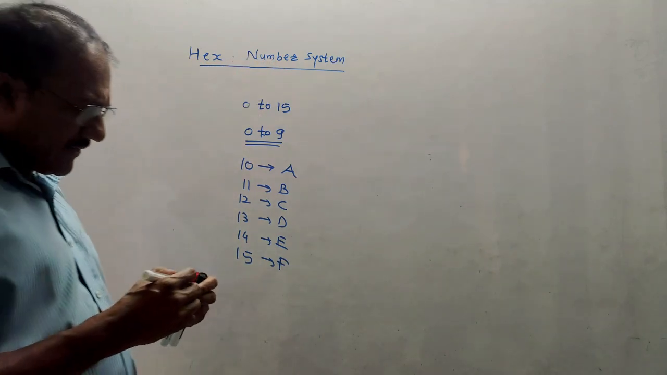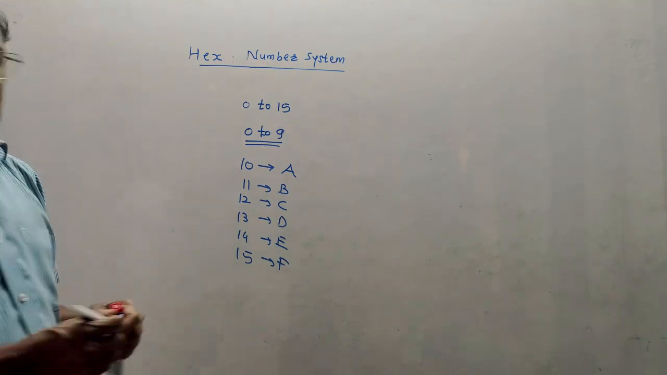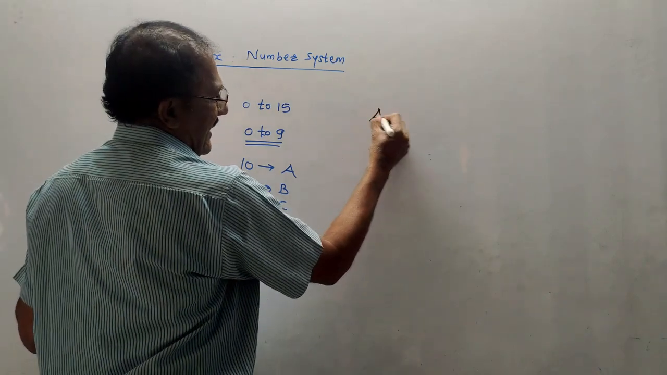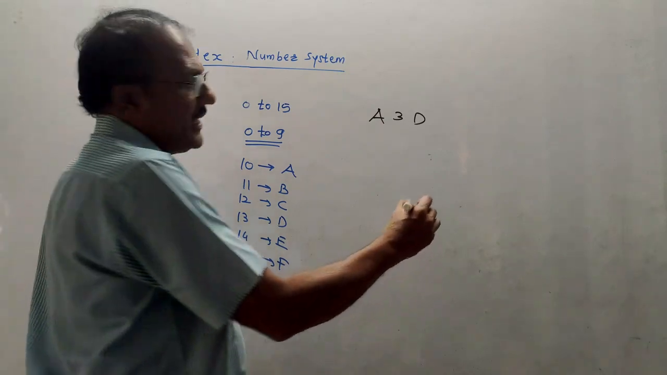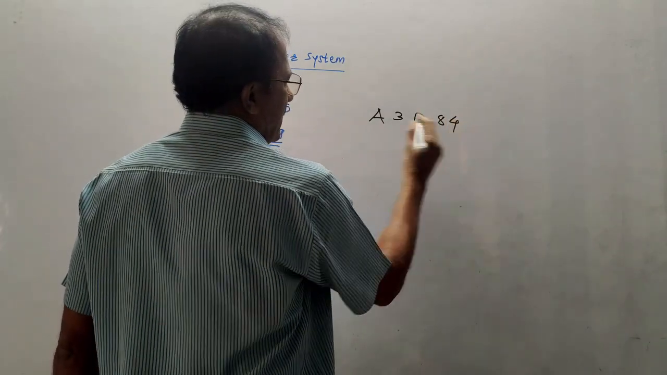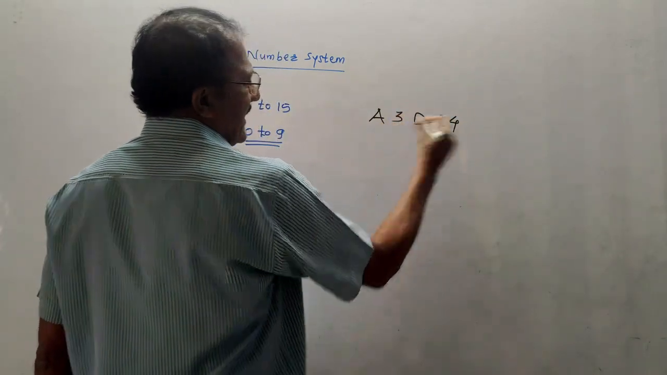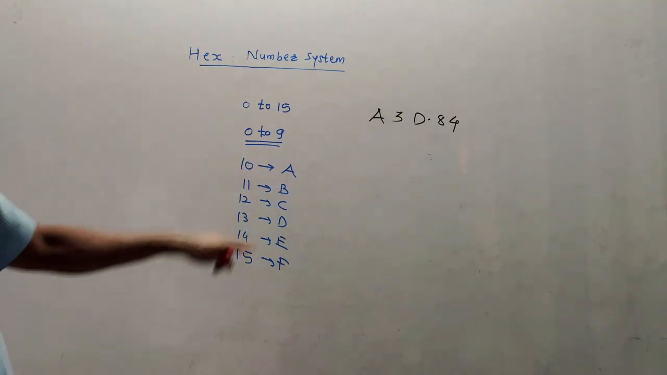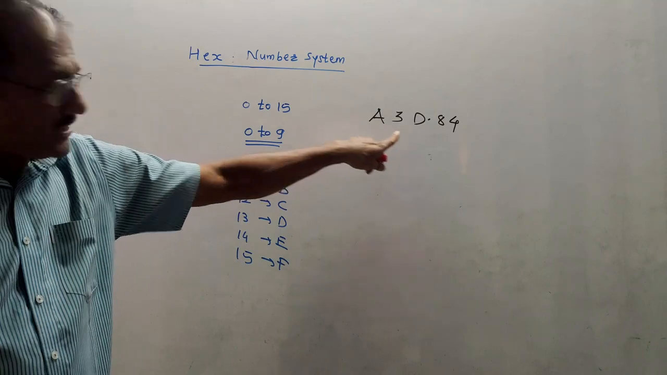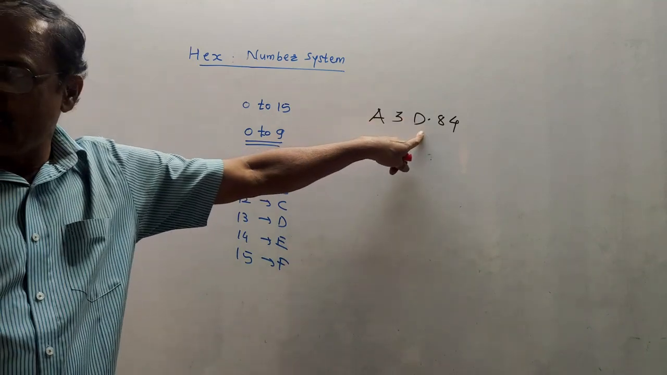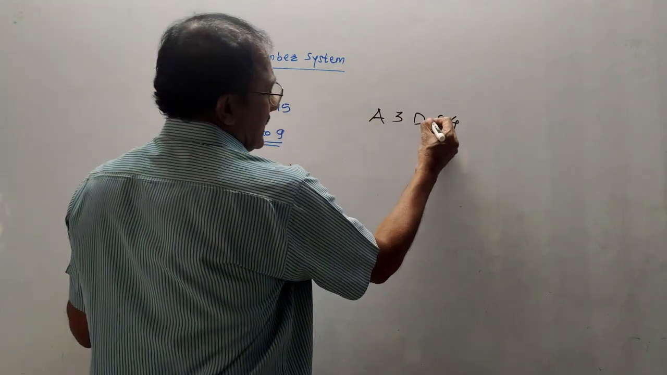Let us consider one example. Suppose the value is A3D.84. This is just one example. Now we know that A means 10 and D means 13. So this value is actually 10, and this value is actually 13. How to do it? This is the decimal point.